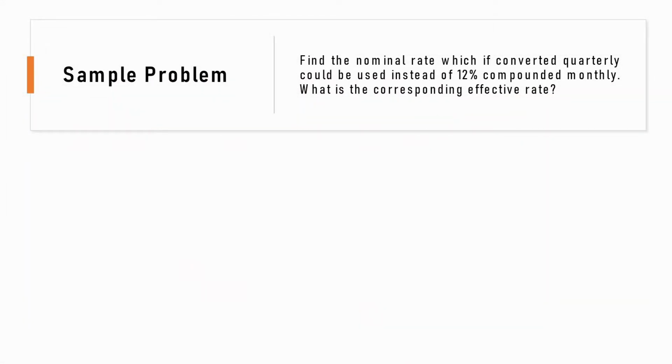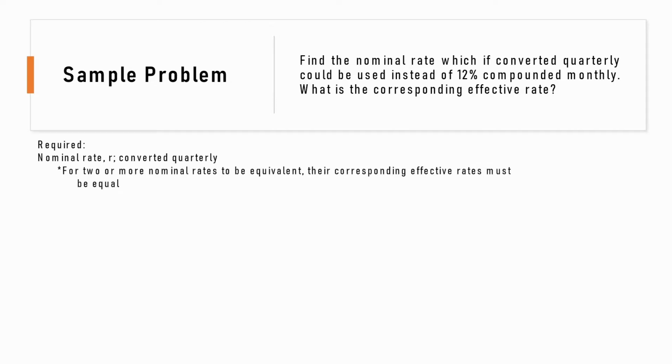Find the nominal rate which if converted quarterly could be used instead of 12% compounded monthly. What is the corresponding effective rate? So hanapin natin dito yung nominal rate R converted quarterly. So kagaya ng nasabi last part, for two or more nominal rates to be equivalent, their corresponding effective rates must be equal. So equal natin yung dalawang effective rates nung nominal rate na hinahanap tsaka yung 12% na compounded monthly.